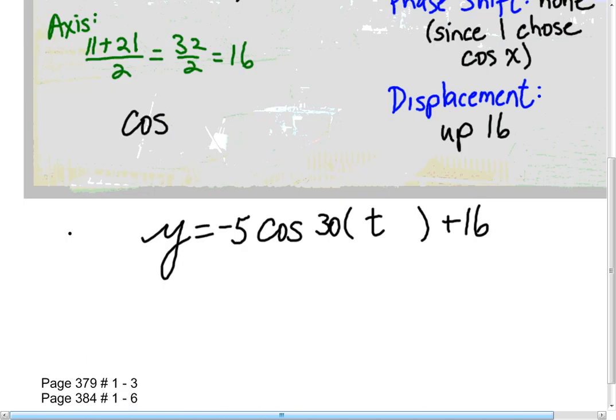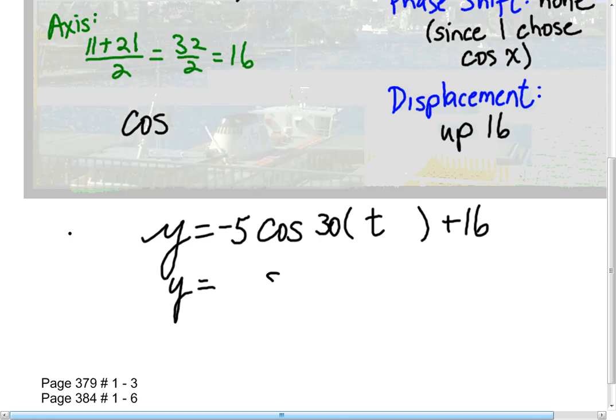For those of you that like a challenge, how would this equation change if you decided to use sine instead of cos? I have a number of questions for you, page 379 and 384, where we're just looking at what the transformations are. And guess what we get to do tomorrow?